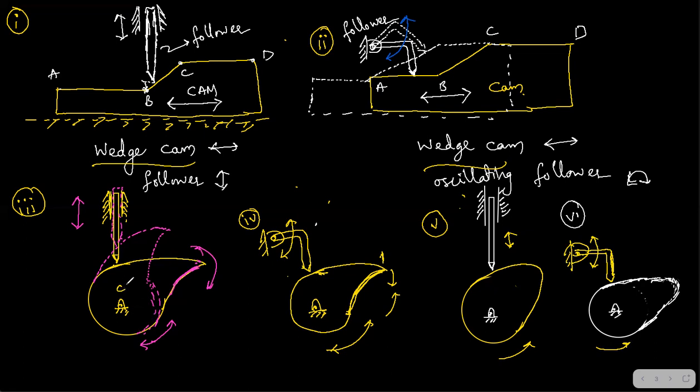So all these are cams, okay? All these are cams. So these are called disc or radial cams.